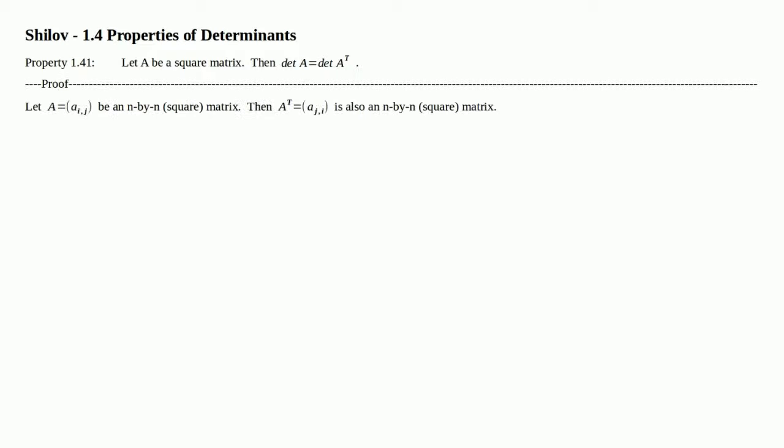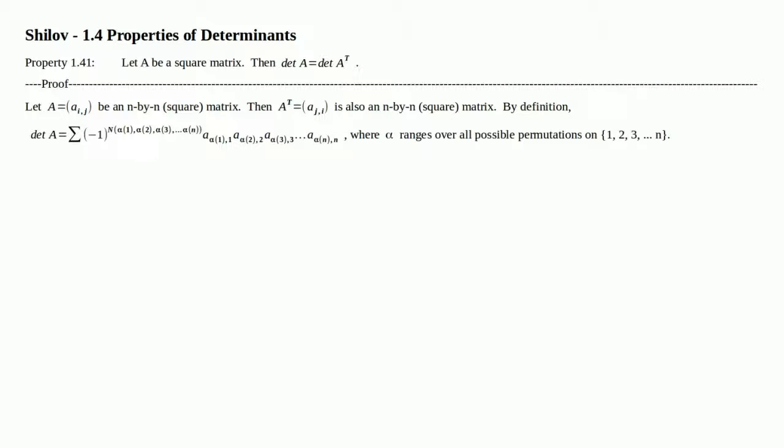Here's the proof. Let A be equal to a matrix whose entries are of the form A sub ij, and let it be an n by n, or square, matrix. Then A transpose, which is the matrix whose entries are of the form A sub ji, is also an n by n, or square, matrix. By definition, the determinant of A is equal to that nasty mess of a sum, where alpha ranges over all possible permutations in the set 1 through n.